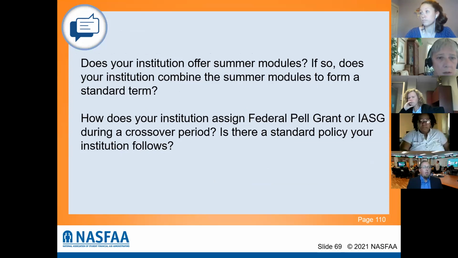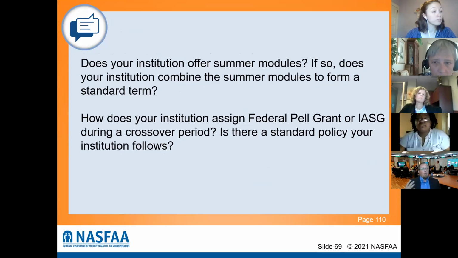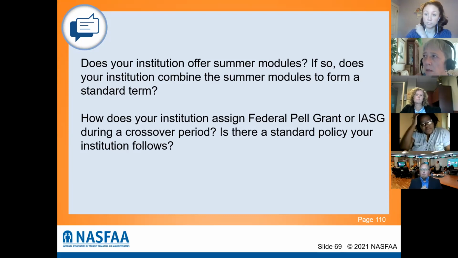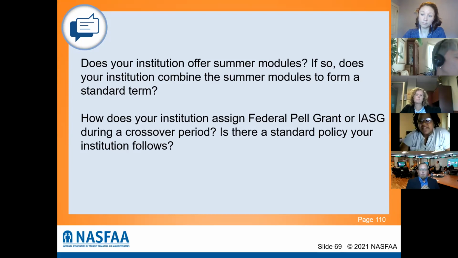The first question I just wanted to put out there so we can talk a little bit more is, does your institution offer summer modules? And if so, does your institution combine the summer modules to form a standard term? Just take yourself off mute. If you feel more comfortable doing the chat, that's fine too. Our institution does summer 1 and summer 2, which are 7-week periods, but for financial aid, it's just combined into one summer term. Okay, good. Great. How about anyone else?